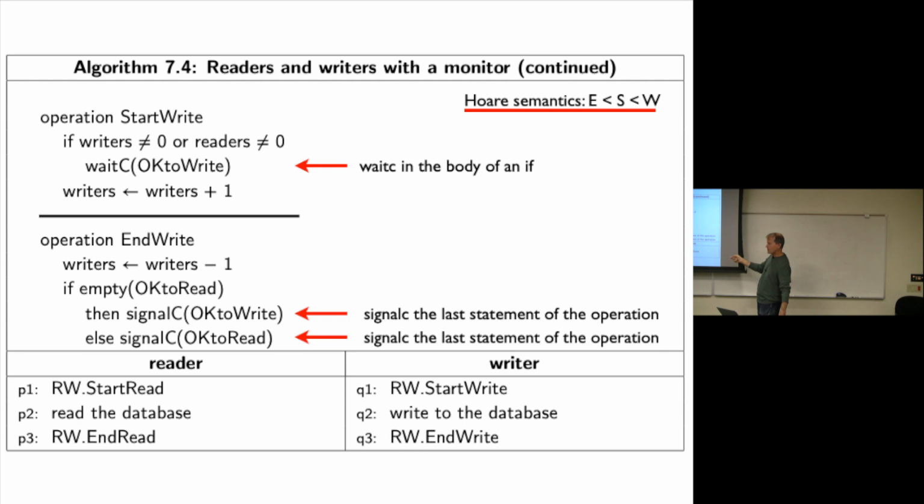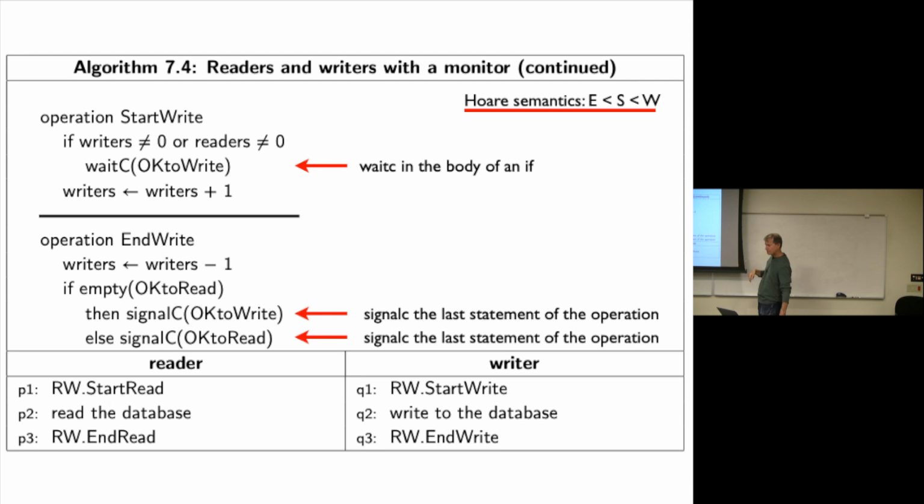Empty, OK to read. So what does that mean? No, there's no readers that are being blocked. Then what do we do? So it's okay to write. We signal there might be a writer who wants to get in. Otherwise, we signal OK to read. Okay? So one of these two is going to execute, and whichever one executes will be the last statement of the operation.